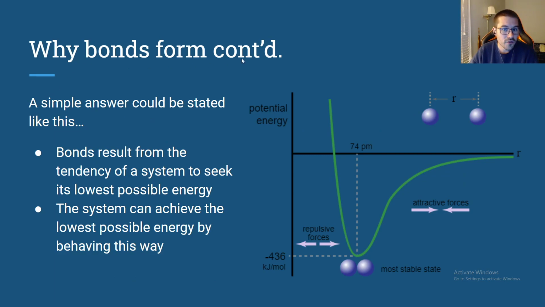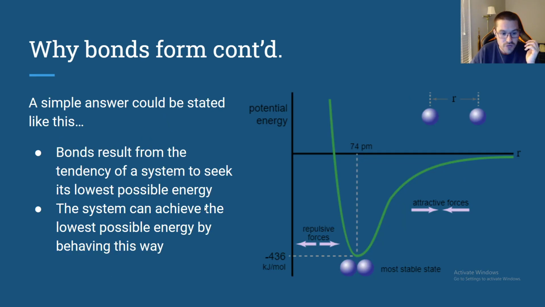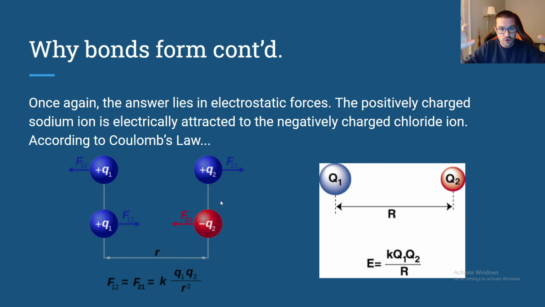So why do bonds form? A simple answer could be stated like this. Bonds result from the tendency of a system to seek its lowest possible energy. Those of you that had me last year probably remember me talking about something like that. I'm going to read that again. Bonds result from the tendency of a system, the tendency of nature, to seek its lowest possible energy. And the system, in this case the sodium and chloride ions, can achieve the lowest possible energy by behaving in this way, by attracting towards one another.